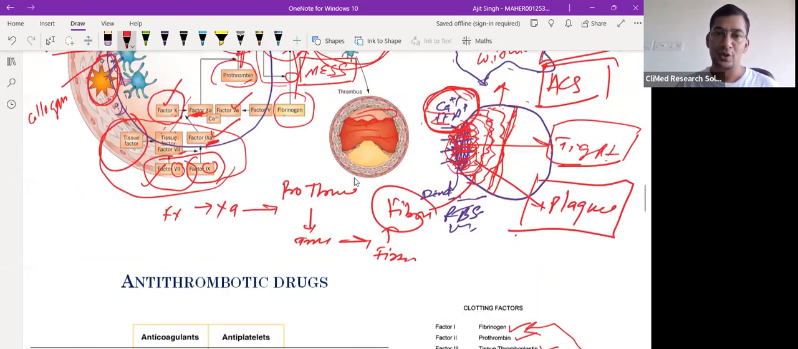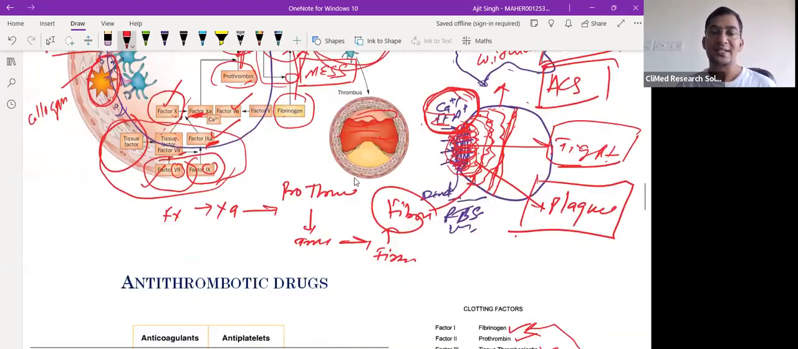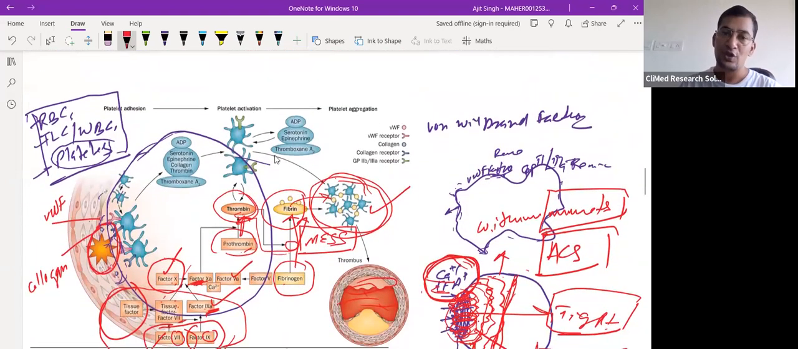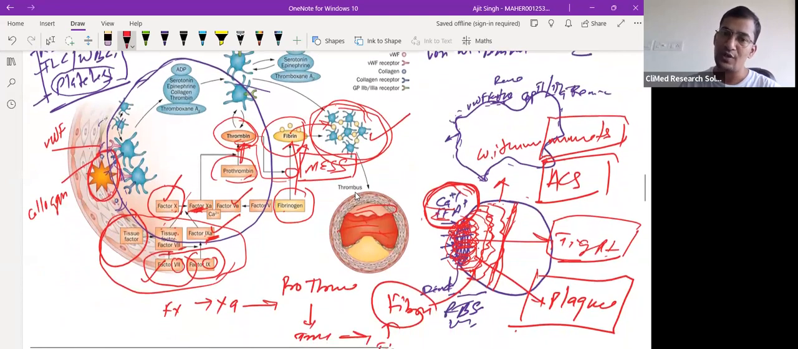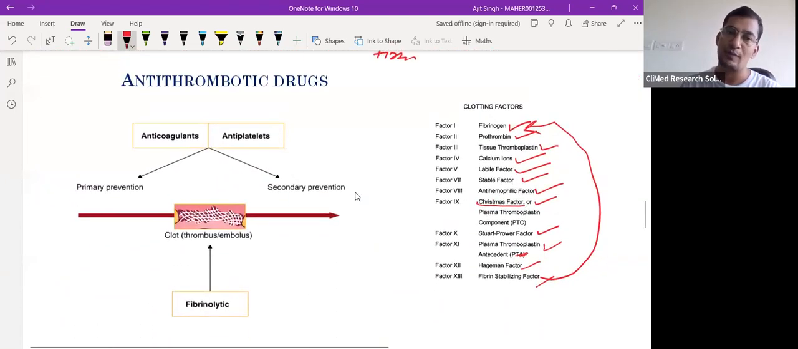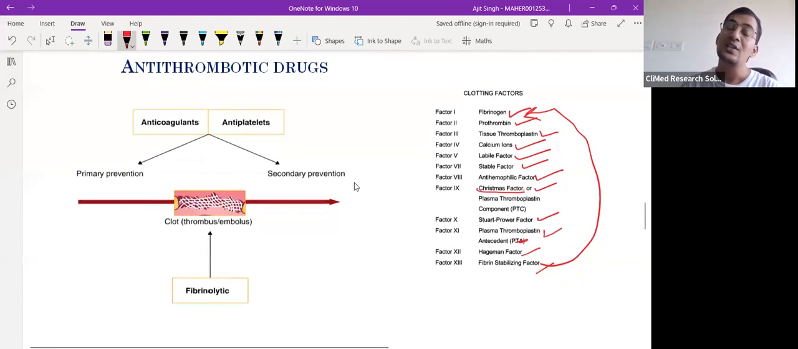Right, guys? So as we have seen, this is the major pathophysiology of the clot formation. I hope you understood that. Along with that, now let's talk about what are the antithrombotic drugs. There are three types of antithrombotic drugs: one is anticoagulant, one is antiplatelets, one is fibrinolytics.